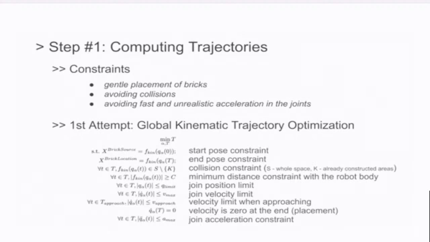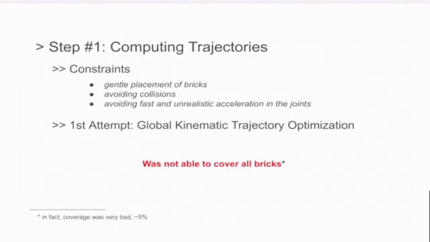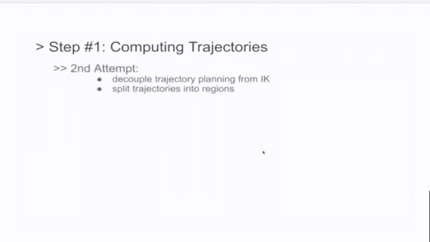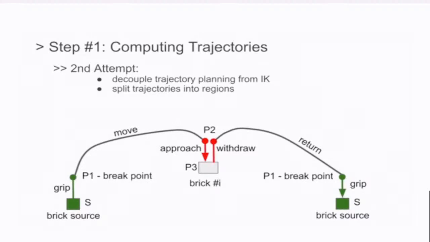Unfortunately, the resulting optimization problem turned out being very complex, and it was not able to cover most of the bricks. Then I decided to simplify the optimization problem by decoupling trajectory construction from solving inverse kinematics. I also split end-to-end trajectories into three regions, each with different constraints. For example, the grip and the move return regions have relaxed constraints on the grip rotation, while the approach region strictly constrains both the poses and velocities to allow gentle placement of the bricks.